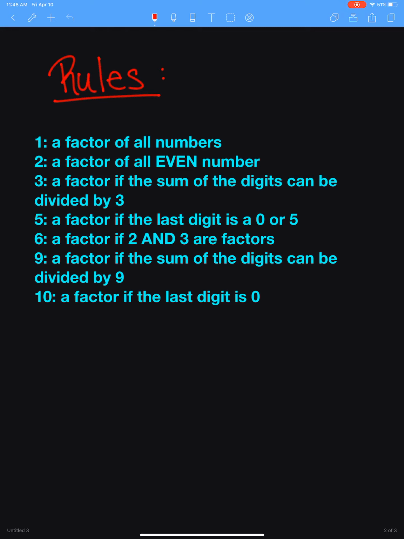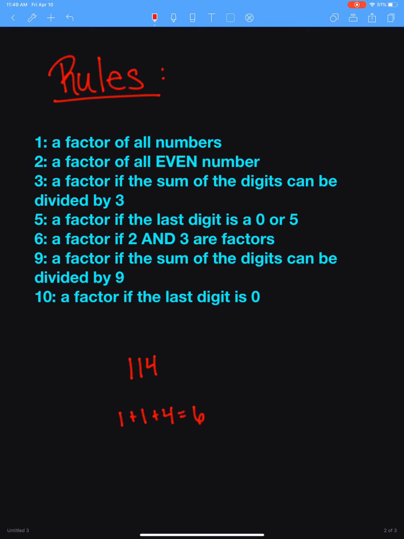factor of that number. 3 is a factor if the sum of the digits can be divided by 3. What that means is if you look at the individual digits of the number and you add them all up and you get something that can be divided by 3, you know that 3 will be a factor. If we look at something like 114, I don't know if 3 times anything will give me 114, but I can check. The digits are 1, 1, and 4. So 1 plus 1 plus 4 is equal to 6. 6 can be divided by 3, so 3 will be a factor of 114.